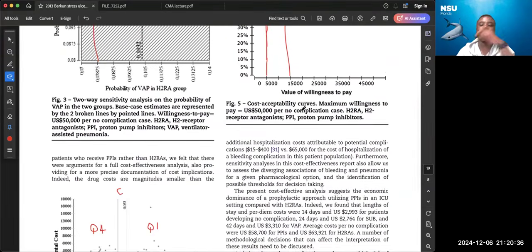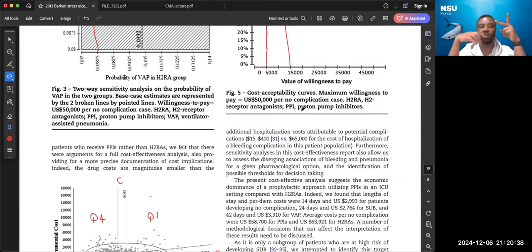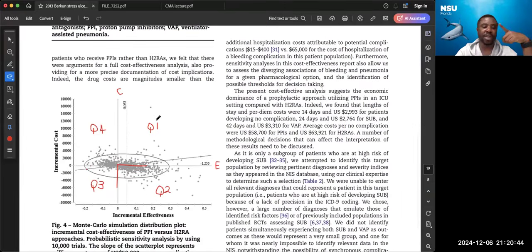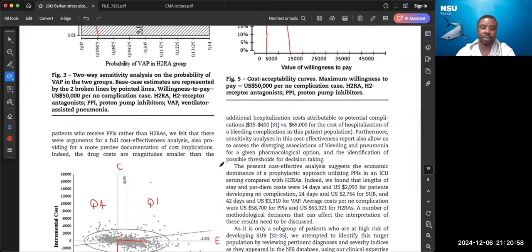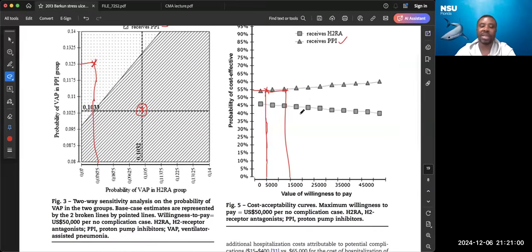In multi-way sensitivity analysis, there are two graphs that you need to know. The first one is the incremental cost effectiveness plane, which is also called the Monte Carlo simulation or method. The next one is the cost acceptability curve.